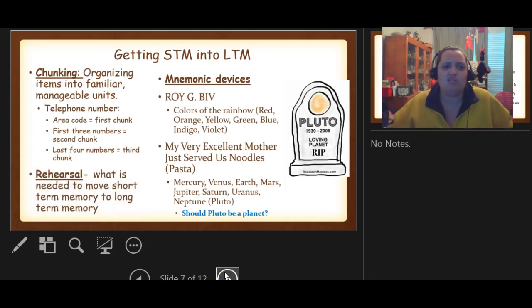And then, of course, there is rehearsal. That's what we need to move short-term memory to long-term memory. And it's as simple as just saying it over and over again.